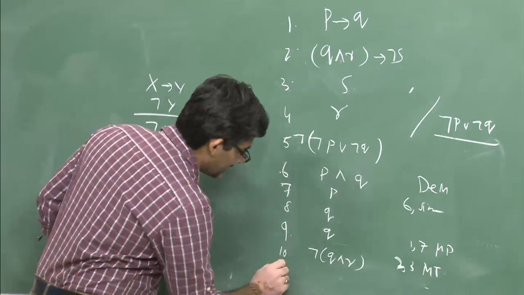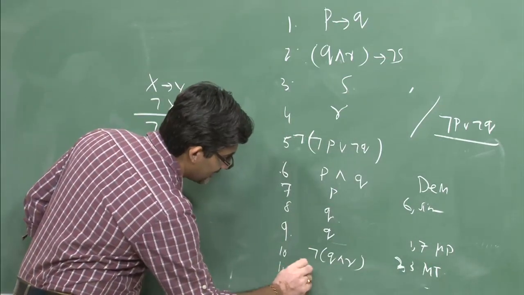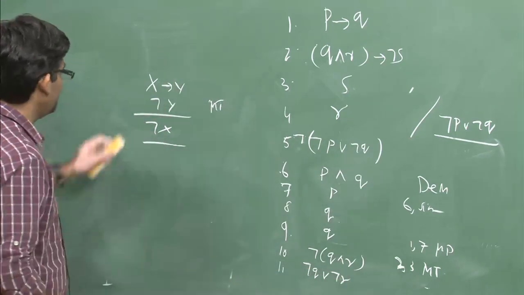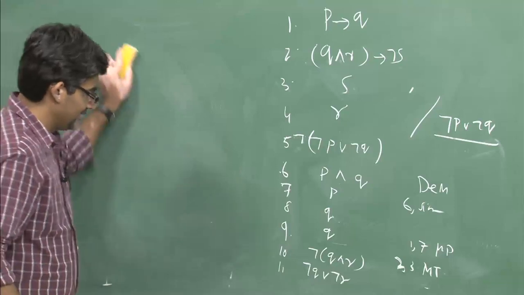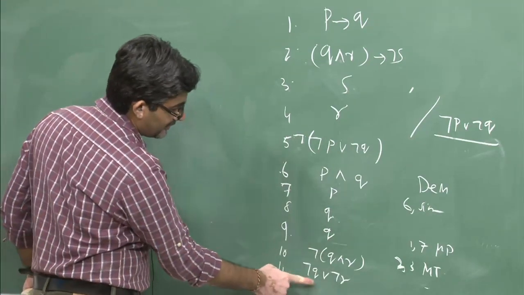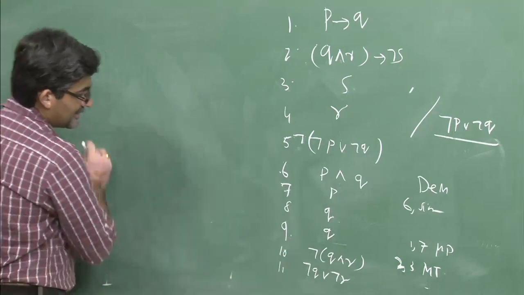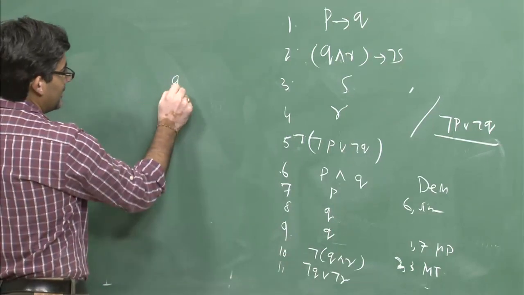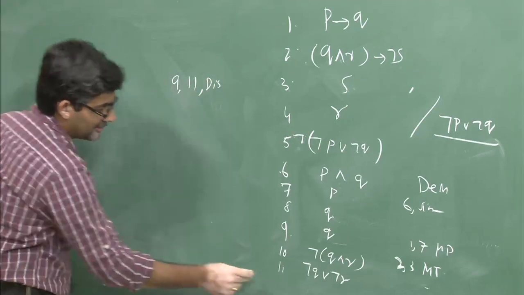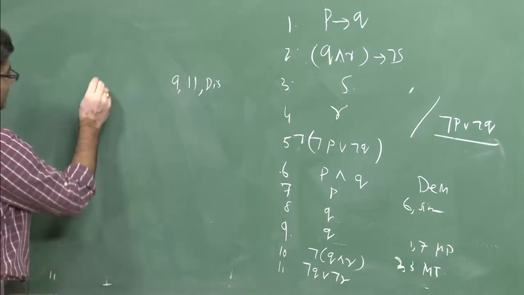So now this can be written as not Q or not R. So now you have Q here and you have not Q here, so this 9 and 11, disjunctive syllogism, leads to, 11 is this one, so it leads to not R.